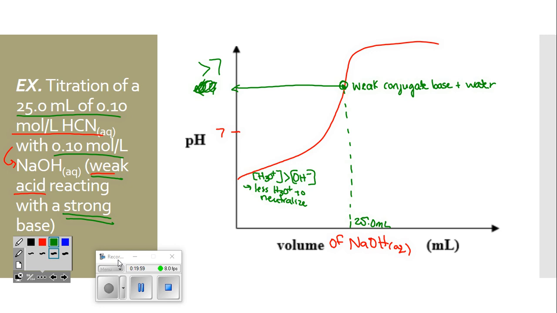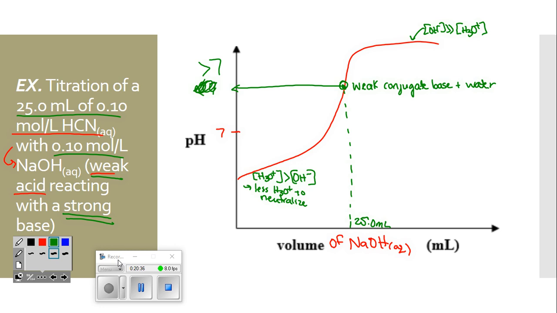At the end point, instead of being completely neutralized and having just water, or having a neutral ionic solution, I have a weak conjugate base and I have water. So there's a base present. The pH is higher than 7. And as I get up here to the end, now the concentration of hydroxide is way more than the concentration of hydronium.